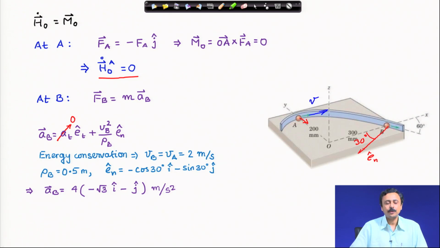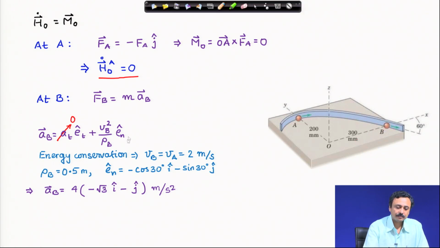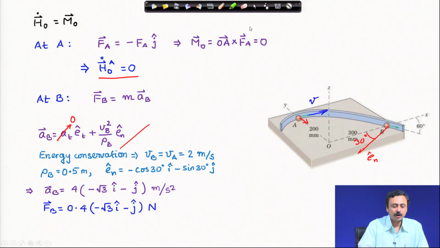Therefore, acceleration at point B is given by this expression, that is acceleration at point B, and the force at point B can be then found out as mass times that acceleration at point B. Mass is 0.1 kilogram, that gives us the force F B vector, which I have written out.